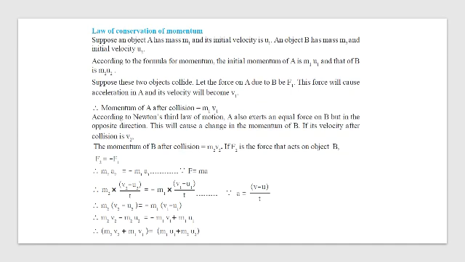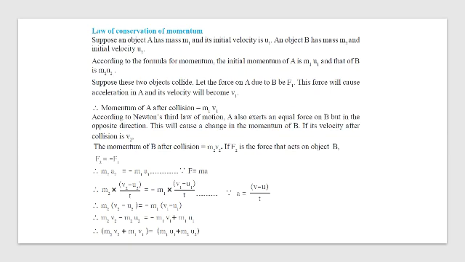The force on A due to B is F1. So your striker is A, and your queen on the carom board is B. So you have hit the striker to the queen. So that force is F1. This force will cause acceleration in A and its velocity will become v1. Momentum of A after collision, after you hit the striker, will be m1 v1. According to Newton's third law, A also exerts an equal force on B but in the opposite direction.